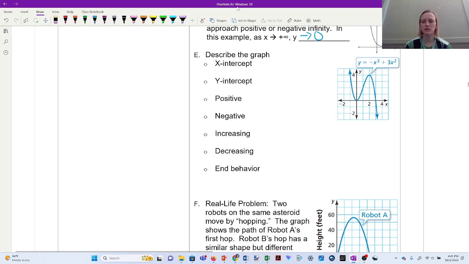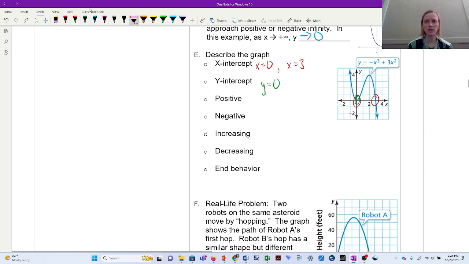So first of all, the x-intercepts. If I'm looking here at where the graph touches the x-axis, I have values at these two locations, and that is where x equals 0 and where x equals 3. For my y-intercept, where does this graph intersect this vertical y-axis? That's also this same point. One of my x-intercepts is the same as my y-intercept, and that's where y equals 0.